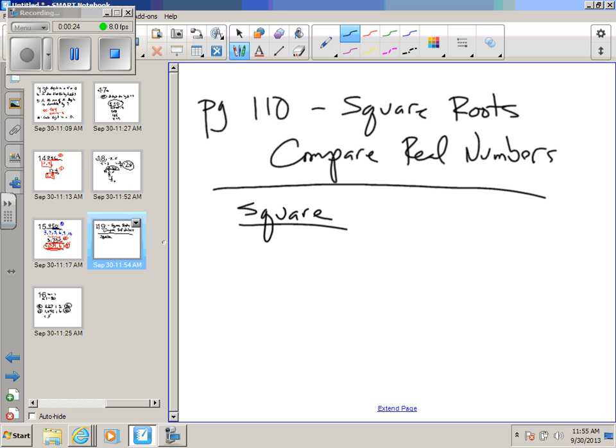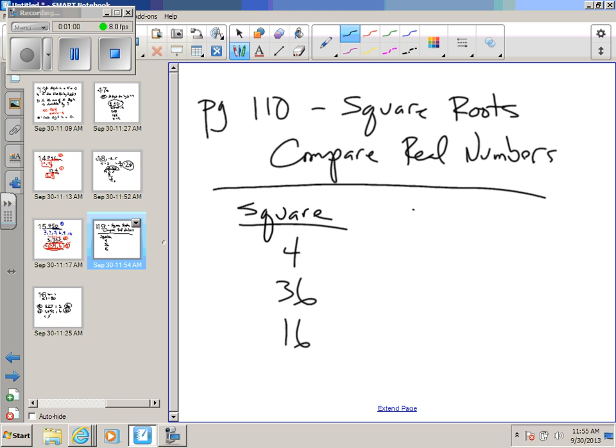Give me an example of a square. So what's a square? What's 2 times 2? 4 would be considered a square. Give me another square. 36. Give me another square. 16. Okay. That's a square because it's 2 times 2. That's a square because it's 6 times 6, 4 times 4.